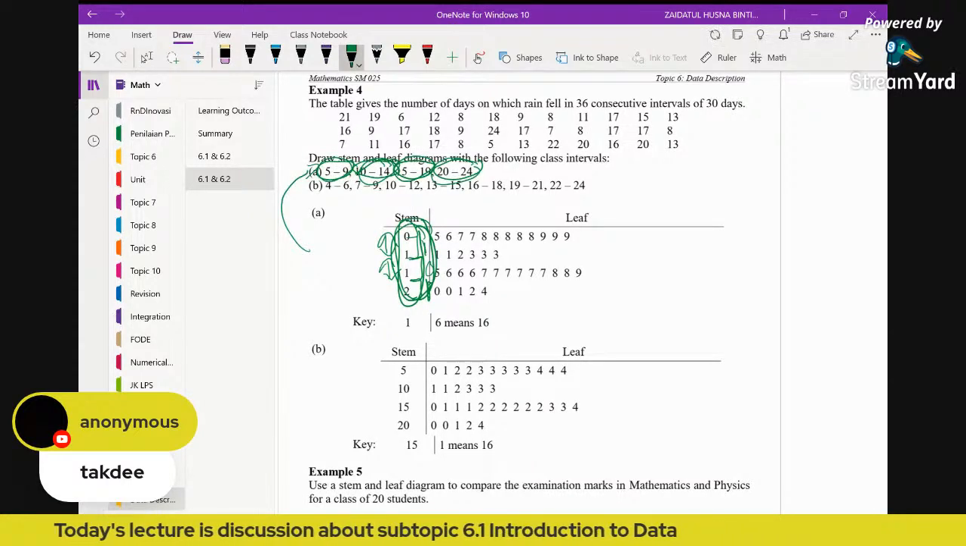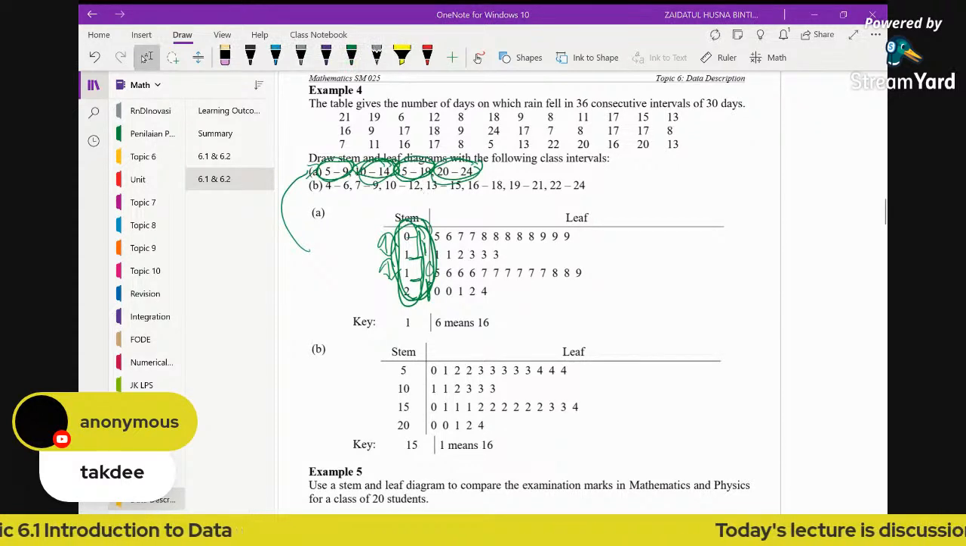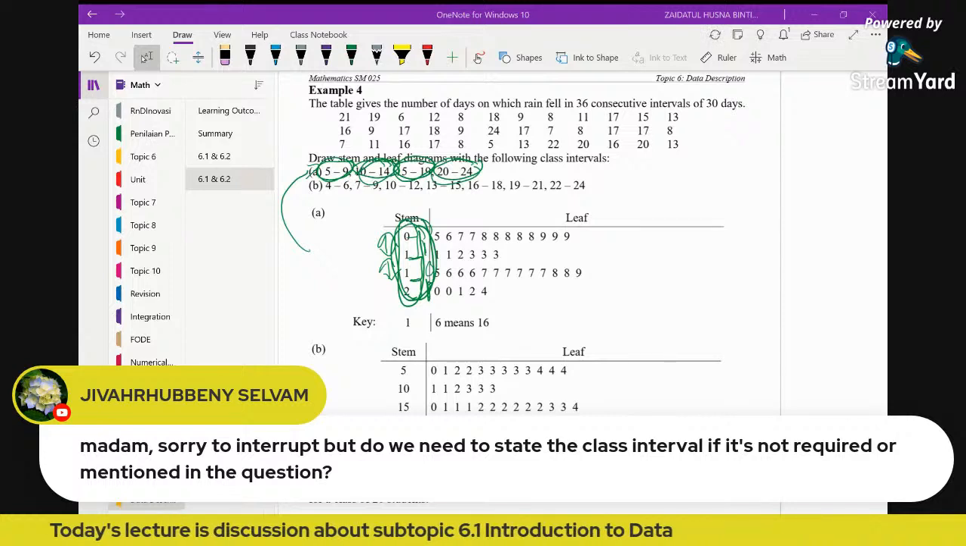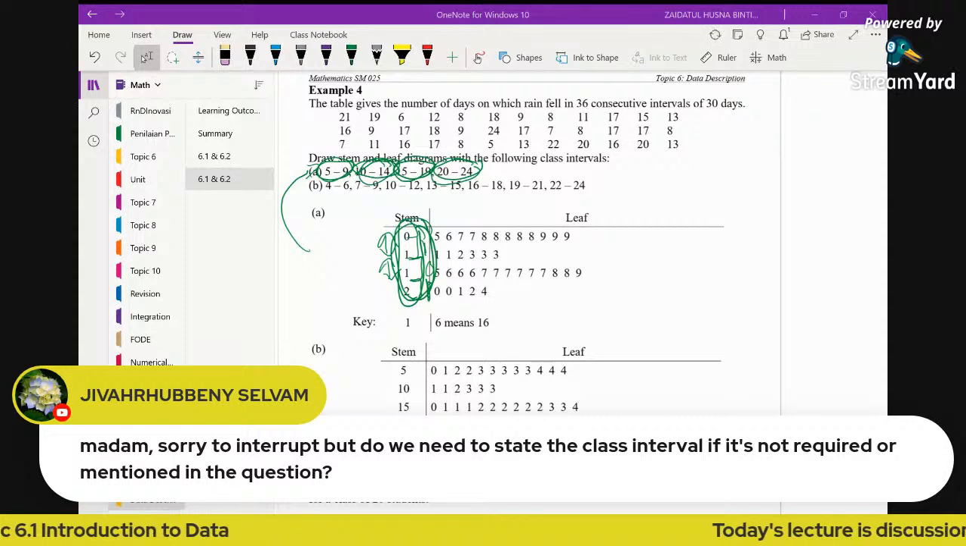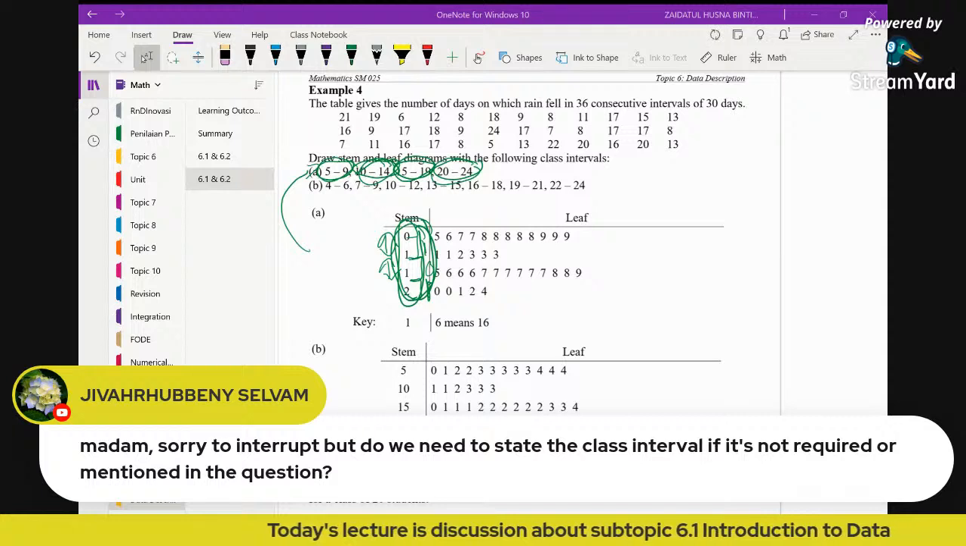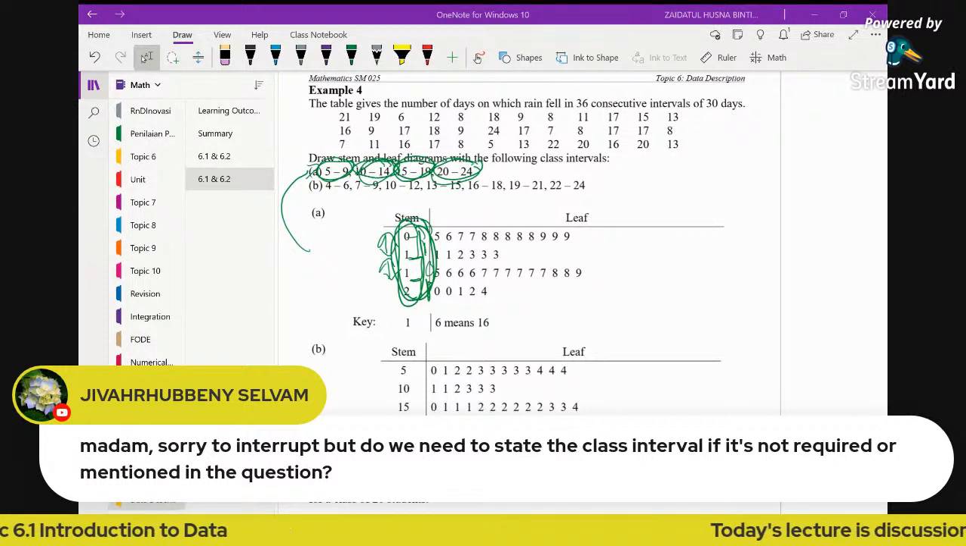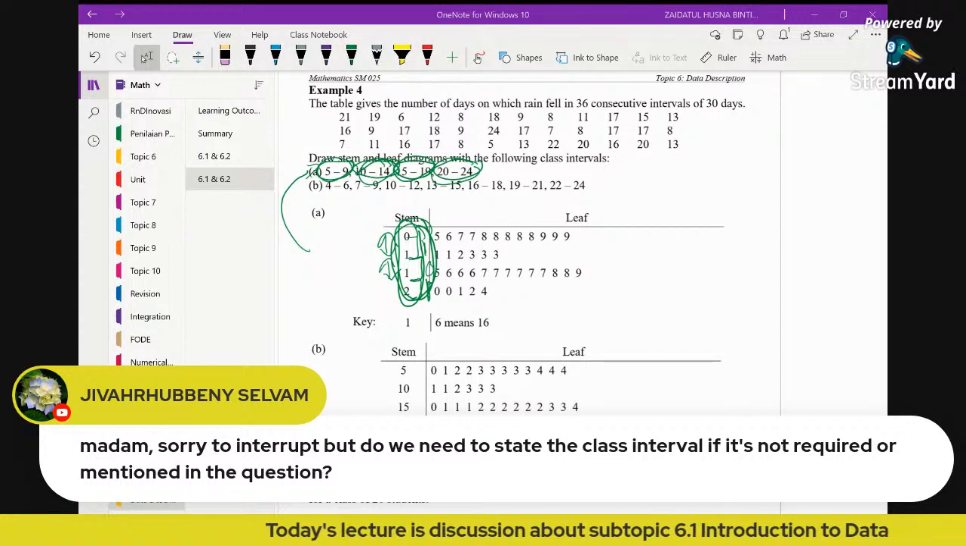Okay, so first thing first, you identify. Okay, so one last question, coming from Jiva. Madam, sorry to interrupt, but do we need to state the class interval if it's not required or mentioned in the question? So you don't really have to state the interval, but when we read the table, we can see the equal interval, and you just need to provide the key. So the equal interval is not stated directly, but we can tell from the stem and leaf plot. The one that you have to state clearly is the key.